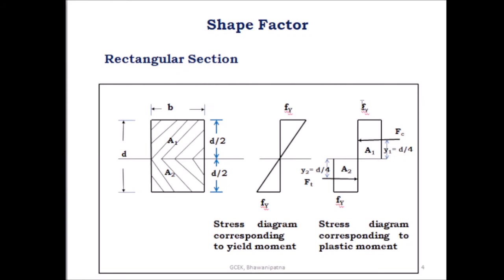Let us take a beam. In the beam at the mid section, the compression is above the neutral axis and the tension is below the neutral axis. So this is under compression, this is under tension. Here is the compressive force in the stress diagram, and this is the tensile force, and this is the y1 distance from the plastic neutral axis. Here the plastic neutral axis and the elastic neutral axis are both the same in this case. So here y1 is equal to D by 4 and y2 is equal to D by 4.